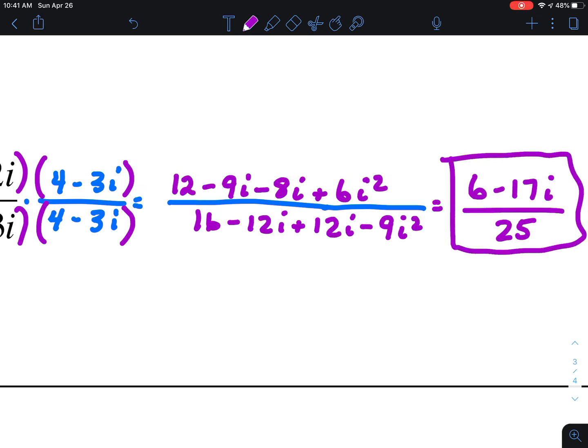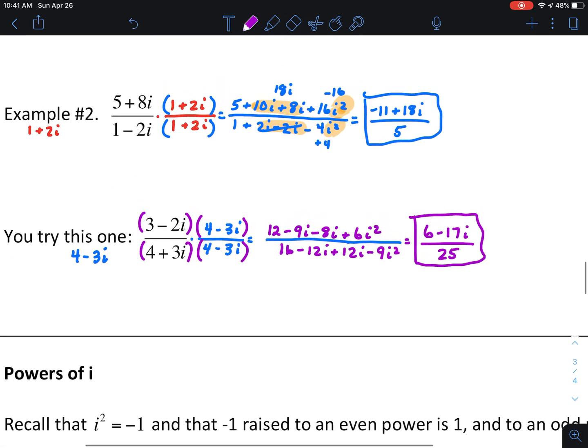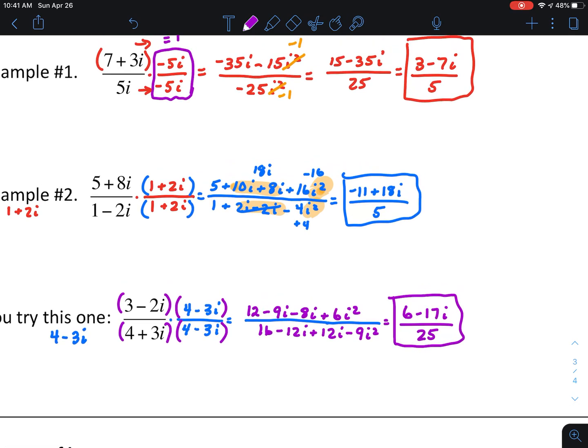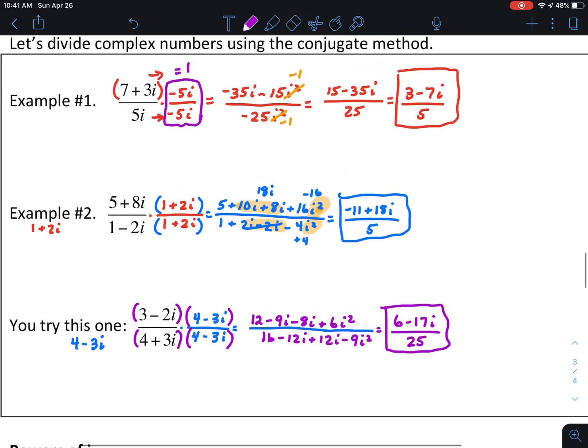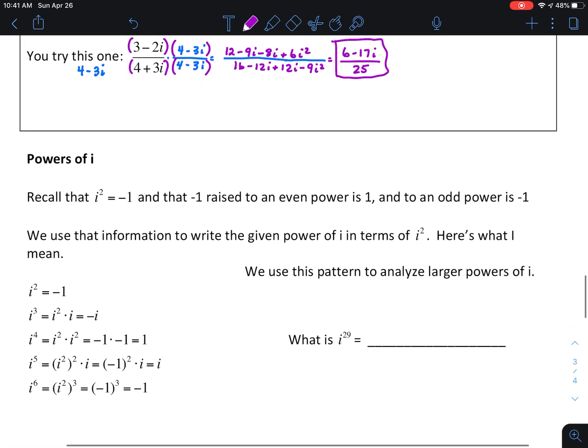So guess what I just found? I found the simplified form of 3 minus 2i divided by 4 plus 3i. All right, you'll get some practice with this, hopefully on your independent practice sheet. If you have any questions, make sure you contact me, okay? But there is one last thing I want to talk about.